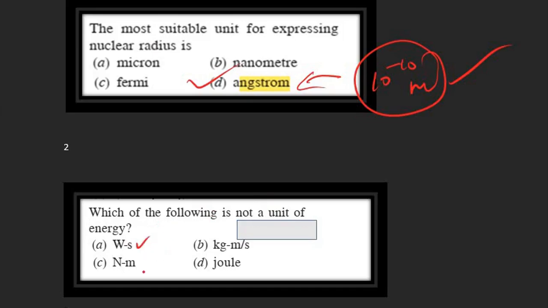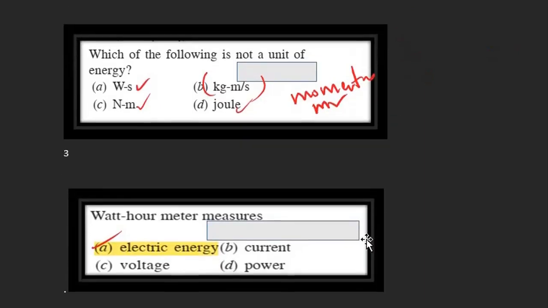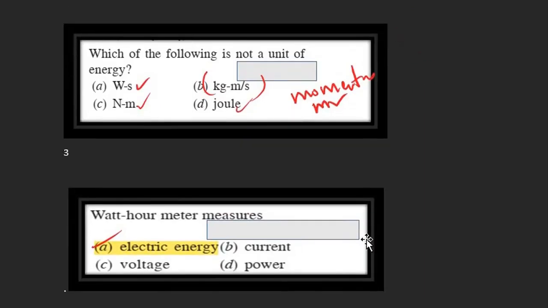Yes, watt into seconds, nanometer energy, joules energy, kg ms minus 1. That's, yes, that's a unit of momentum, mass into velocity. Right. Third question, what are meter measures? Yes, first answer, that's easy, electric energy.